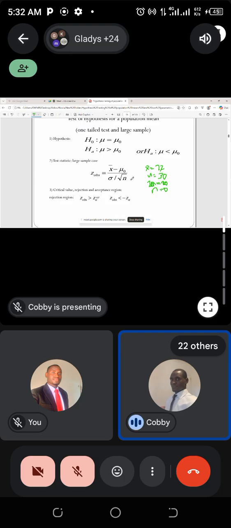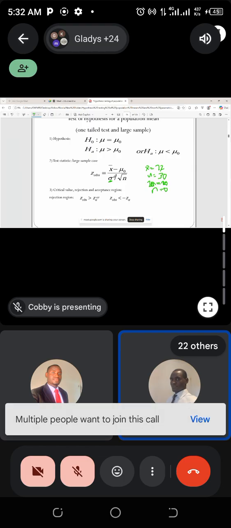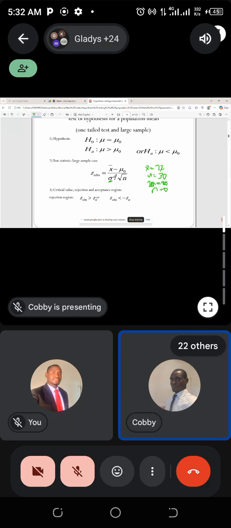Actually, when we see this symbol, it is for the standard deviation. Now we know that the standard deviation is the square root of the what? The variance, right? Do we still remember those calculations we were doing? After you calculate the variance, to find the standard deviation, you just square root the variance.